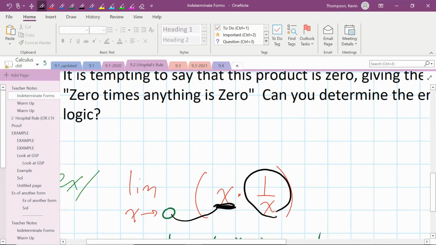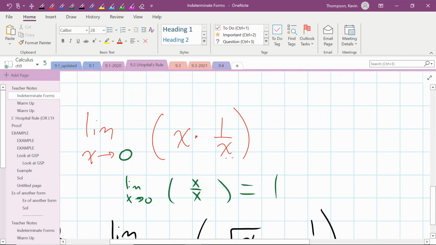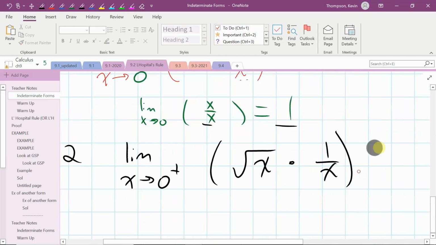0 times infinity. You might be tempted to call that maybe 0, or maybe infinity, or maybe a value, but really, again, it's indeterminate, because by a manipulation, we can actually see in this scenario that this is actually the value of 1.